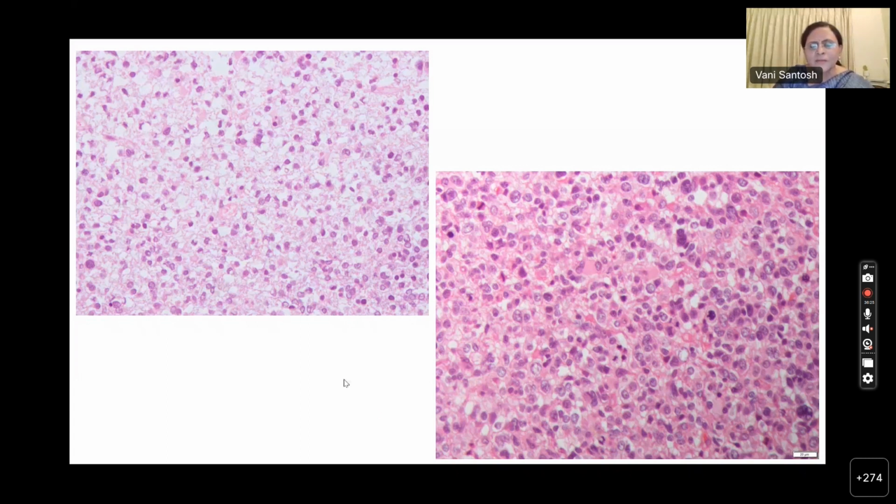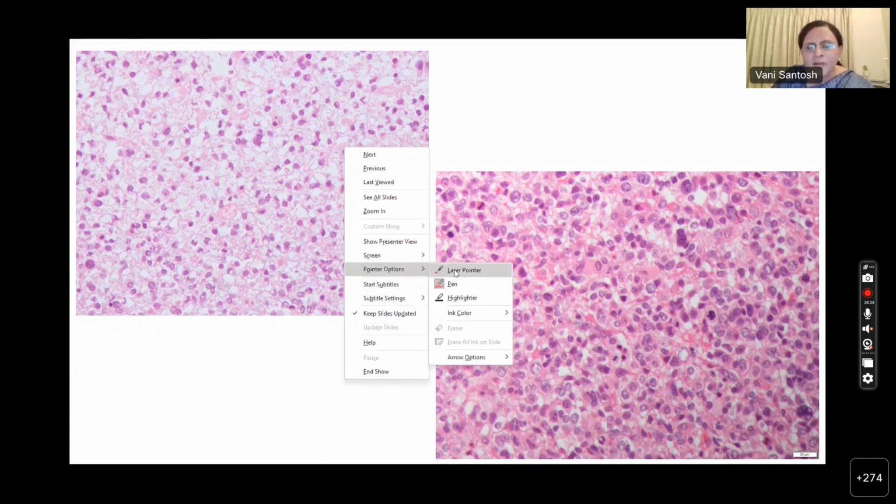So it's a, let me just change my pointer option. I'll take a laser pointer now.